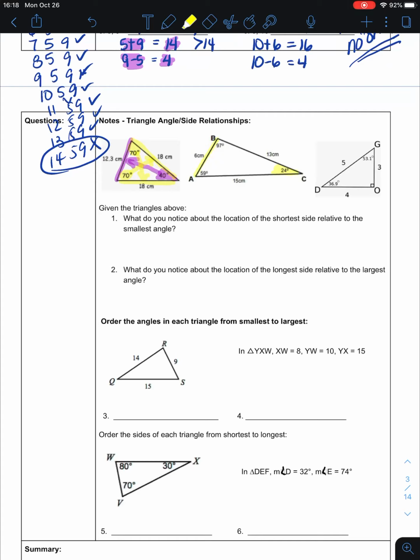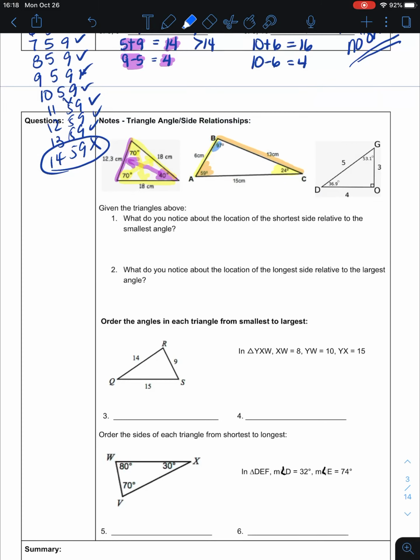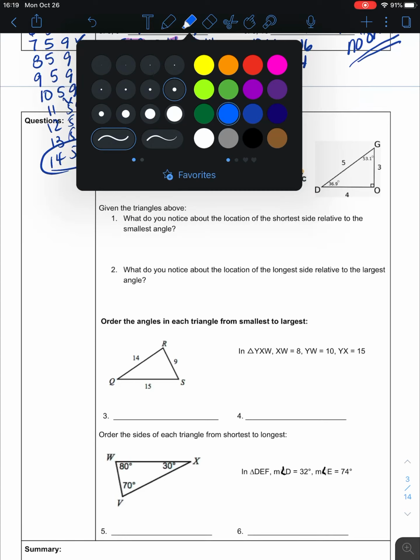My smallest angle is right here at 24, and the side that's across from it, that's not forming the angle, is 6. Let's look at this medium angle. Here's my medium angle, 59 degrees. And then my medium length side is 13. It's in between 6 and 15. I notice those are across from each other. And then I have this big angle, this obtuse angle, 97 degrees. And the longest side is 15.